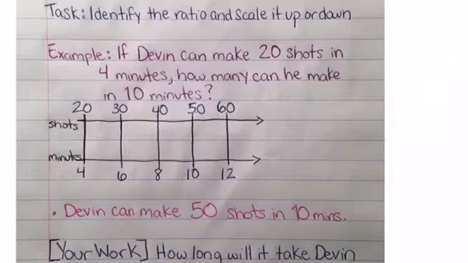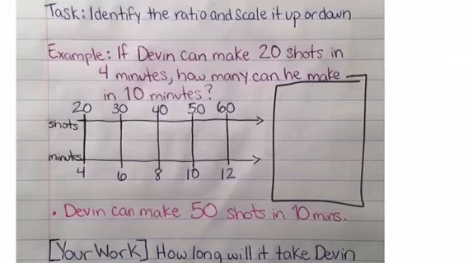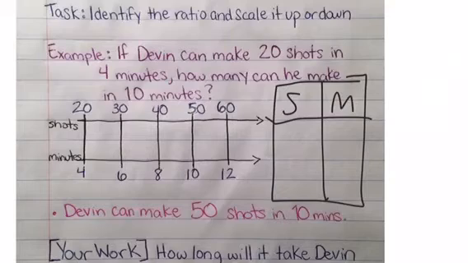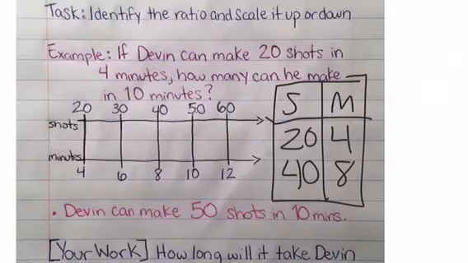One more example I'll show you would be a table. So if we take our ratio and put it in a table, we've got shots he made to minutes it takes. We've got 20 shots per 4 minutes. If we want, we can double both of them. 20 times 2 is 40. 4 times 2 is 8. So you could double them. We could extend that table even further, and so on and so on. That's the way you can scale it up using a table.